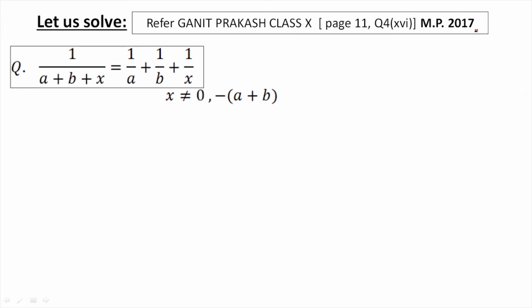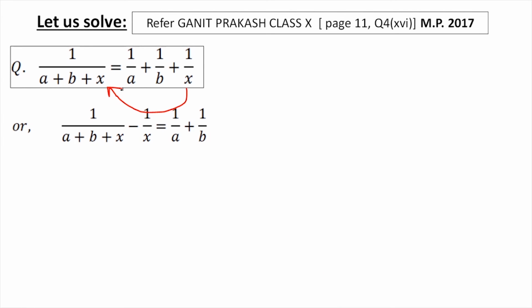Now in this question, before solving, we'll bring 1 by x onto this side. So it is 1 by (a plus b plus x) minus 1 by x is equal to 1 by a plus 1 by b.